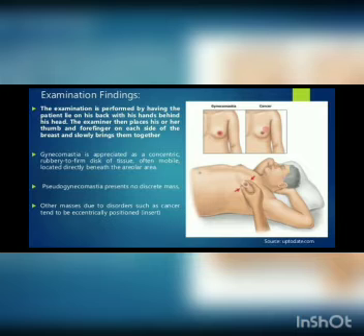Second point, gynecomastia is appreciated as a concentric, rubbery to firm disc of tissue, often mobile, located directly beneath the areolar area. Pseudogynecomastia presents no discrete mass. Other masses due to disorders such as cancer tend to be eccentrically positioned.